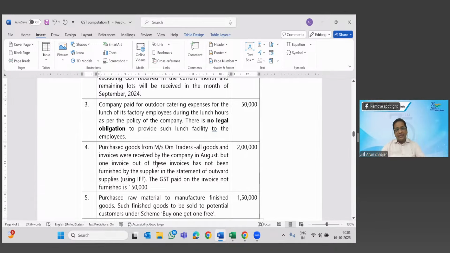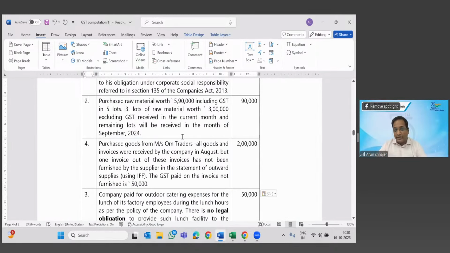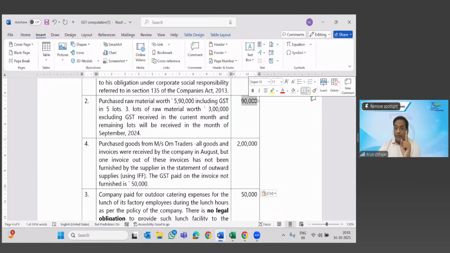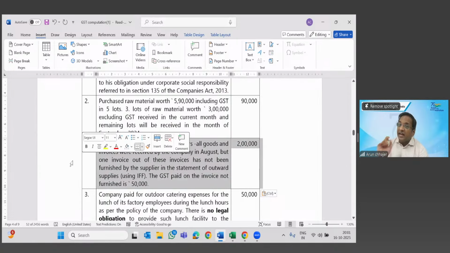The answer is C. Try to differentiate between question number 2 and point number 4. Here you have not given any ITC, but here you are giving the ITC on 150. Why? In serial number 2, you are not giving the ITC at all, but in serial number 4, you are giving the ITC of rupees 1,50,000. Why?